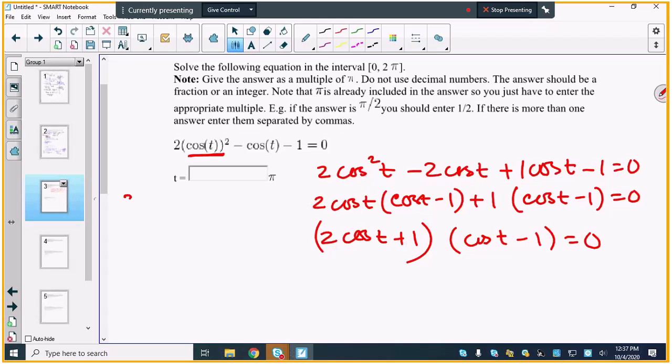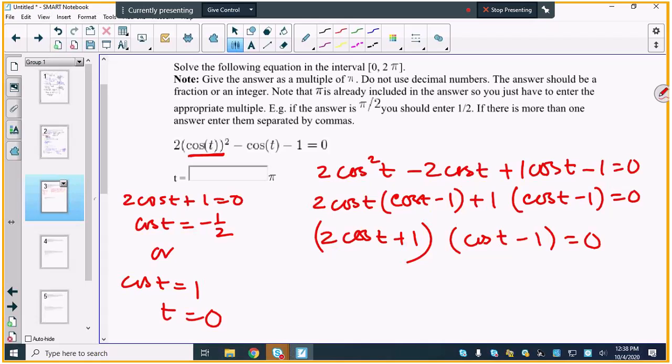So then either 2 cosine t plus 1 equal to 0, meaning cosine of t equal to negative 1/2, or cosine of t is equal to 1. Cosine t equal to 1 is a quadrantal angle. So I know that cosine t will be equal to 1 if and only if t is equal to 0 between 0 and 2 pi. That's the only solution. And at 2 pi, it is also going to repeat the value of 1.